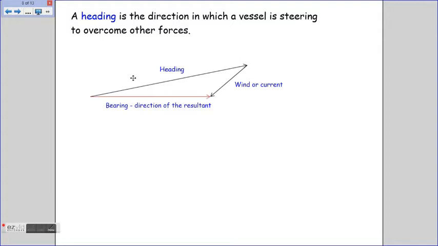In the previous lesson, we looked at compass bearing questions. We're going to take that a step further and examine questions that I call airplane questions or heading questions. A few concepts to cover first. A heading is the direction in which a vessel is steering to overcome other forces.